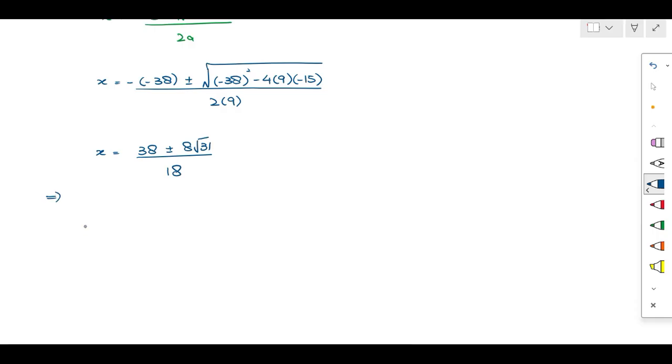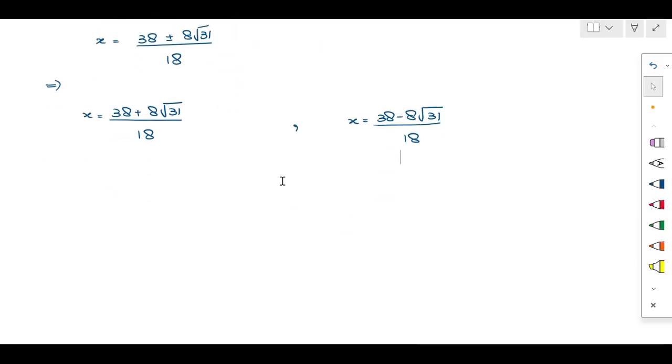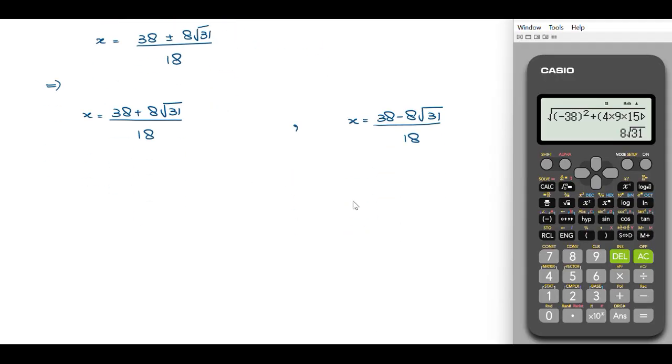Now here we have two values for x. The first one is 38 plus 8 root 31 divided by 18. And the second one is x equals 38 minus 8 root 31 divided by 18. Okay, let me solve both of them one by one. So the first one is 38 plus 8 root 31 divided by 18, 4.585. So 4.5, this 8 rounded to 9, 4.59.